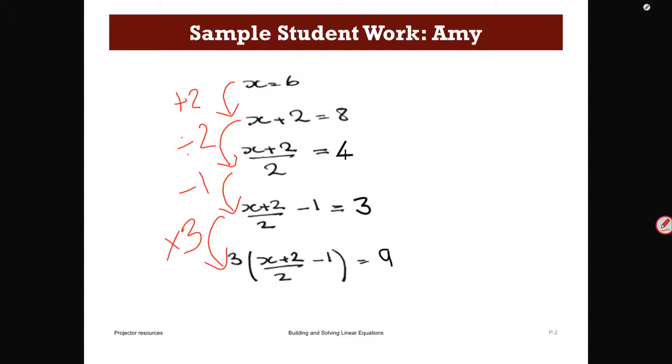She didn't just put a 3 right here, because that would have just multiplied this. What you do to one entire side of the equation, you need to do to the other entire side of the equation. If she did that, she would have left out this minus 1, and she would have had to multiply that as well, right? We need to keep our equation balanced.